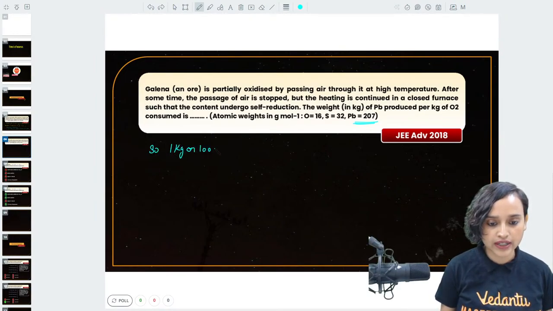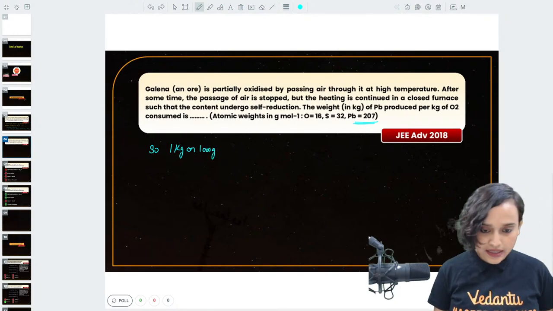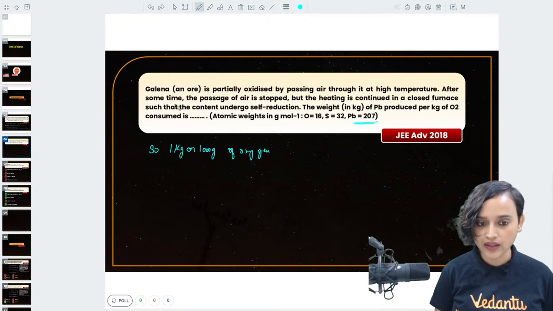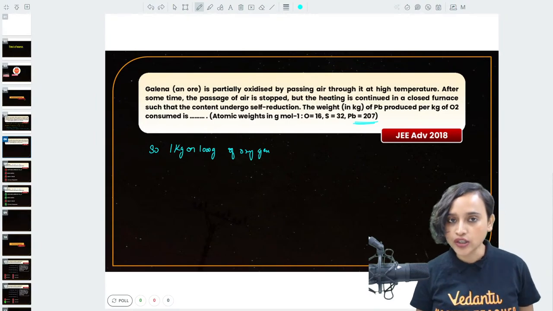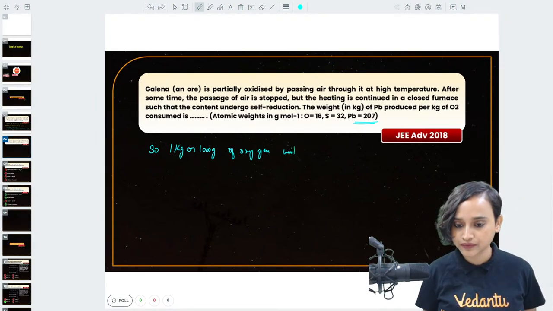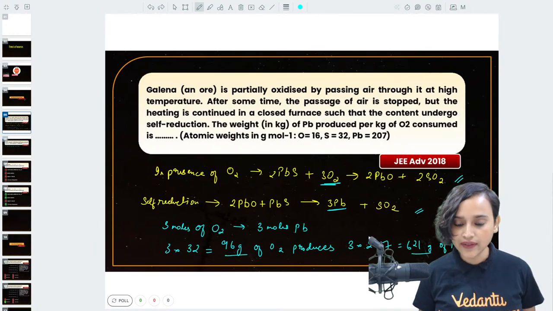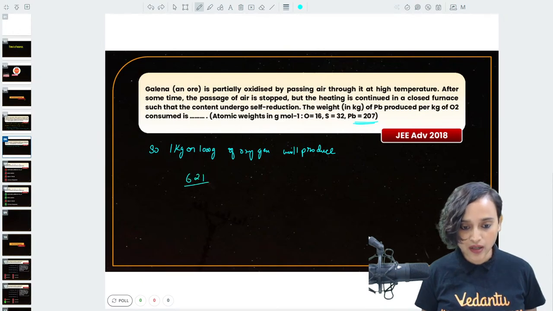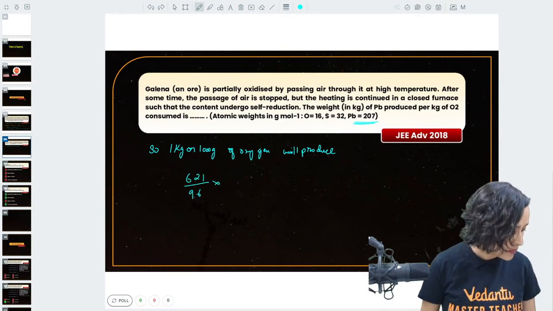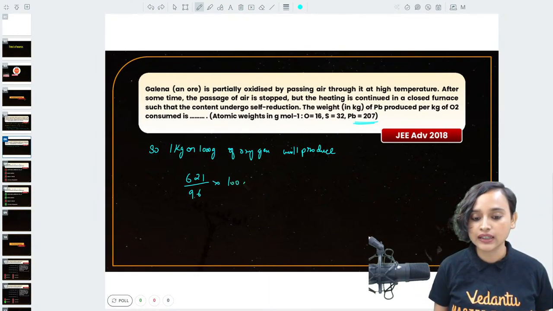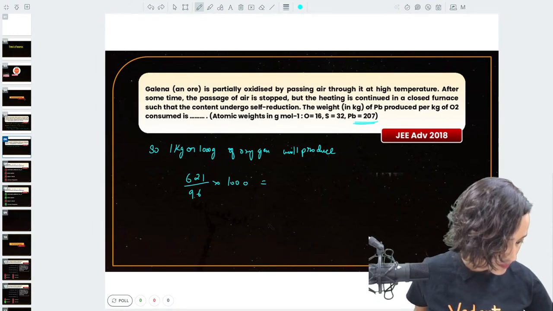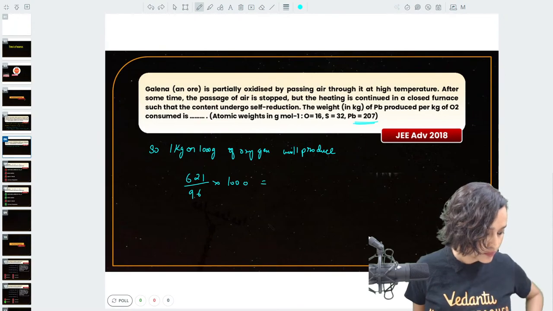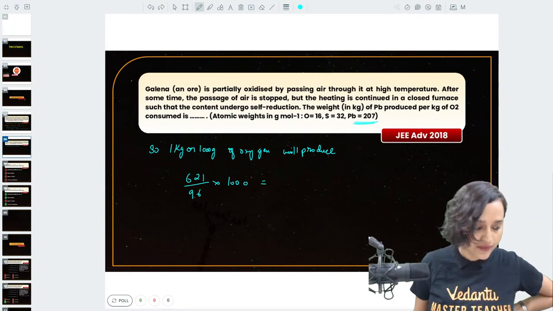Great. So that means 1 kg or let's say 1000 gram of oxygen will produce how much? This is what it is asking: the weight in kg of Pb produced per kg of O2 consumed. Basically, from here we found 621. So 621 divided by 96, as per the question, multiplied with 1000. Now calculate this and tell me what is the answer. I'm not going to calculate, that will be your answer, guys. Tell me quickly. Yes, 621 divided by 96 into 1000.